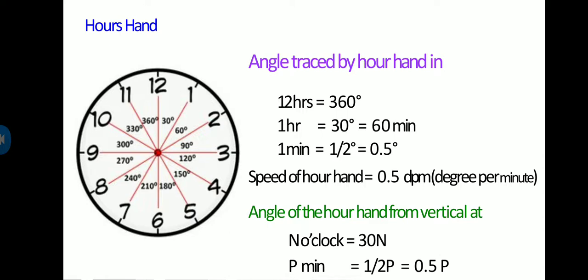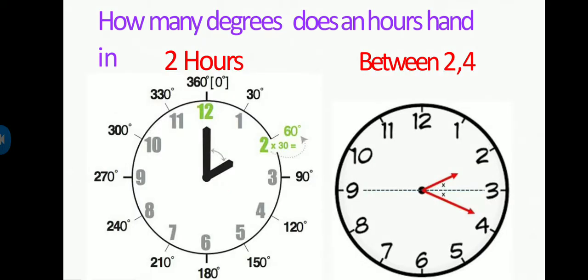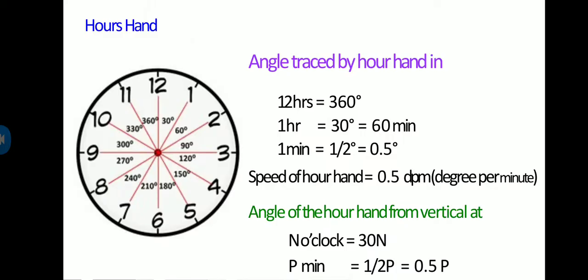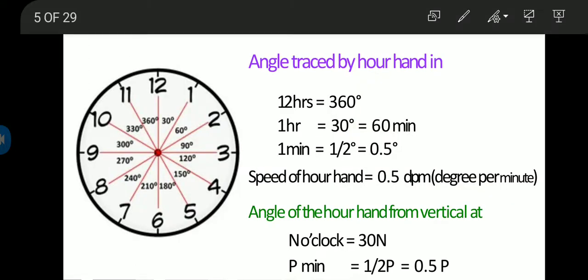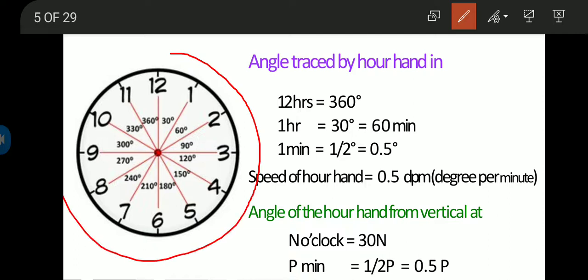Angle traced by the hour hand. Now we'll read about this. A clock consists of 12 hours, right? So 1, 2, 3, 4, 5, 6, again up to 12 hours. So a complete circle consists of 12 hours. A complete circle consists of 360 degrees, right? So 12 hours equals 360 degrees.